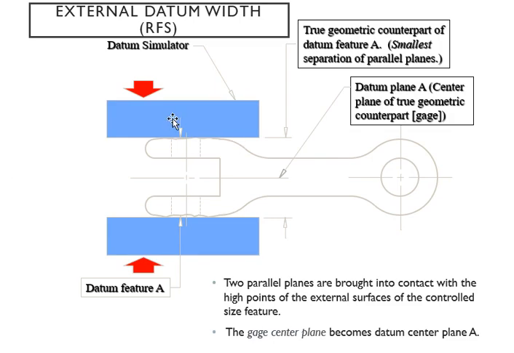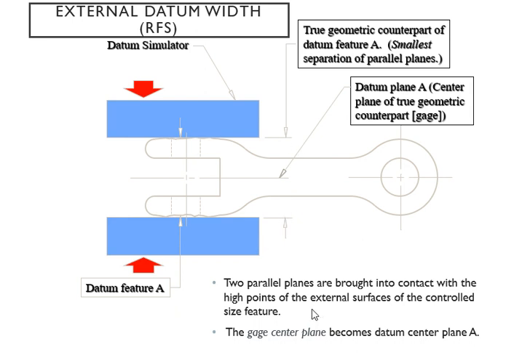So here we have a datum simulator right there with the blue thing that we draw. And your datum feature A is going to be right here. And this is your datum plane A, of course, and that's your center plane, and where the gauge is going to be. And of course, that separation got to be the smallest in order for us to get the external surface, because we want to establish the external feature. If you want external feature, then this gap got to be the smallest. Internal, that gap got to be the maximum.